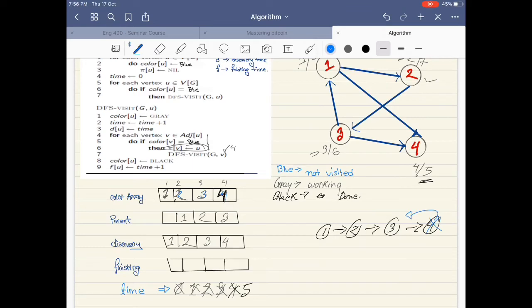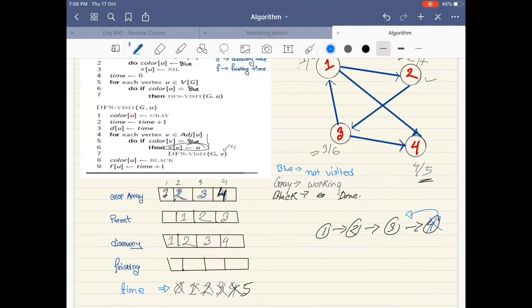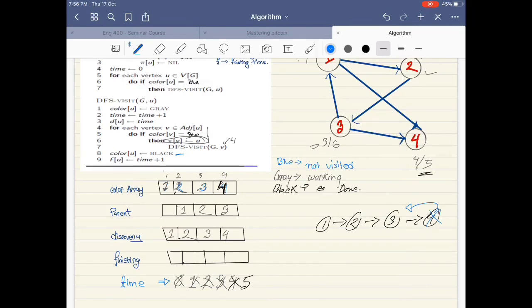So we're gonna go back here, go to 3. So we were in this loop, right? So does 3 have any adjacent nodes? So we can't go to 1. We are done with 4, so it doesn't have any adjacent nodes. We come back into this spot in the line number 8, and we black out 3, meaning we are all done with 3, and we increase the time to 6. We see the ending time being 6 here.